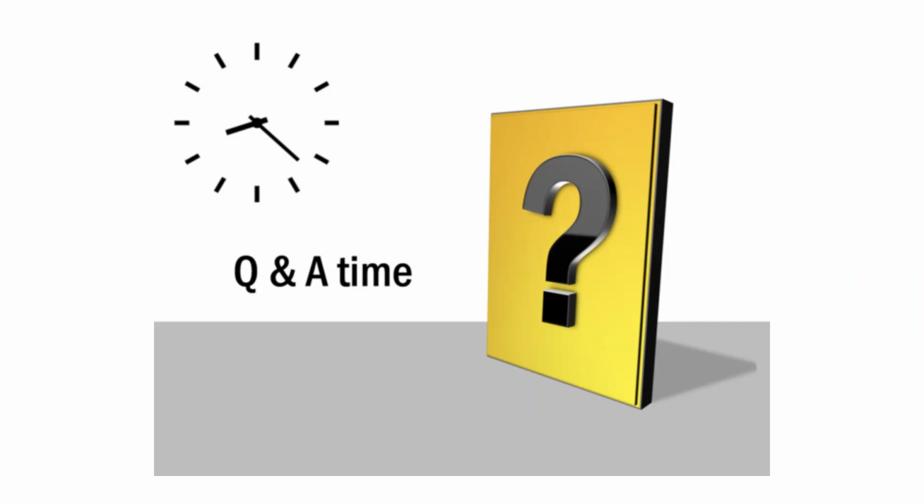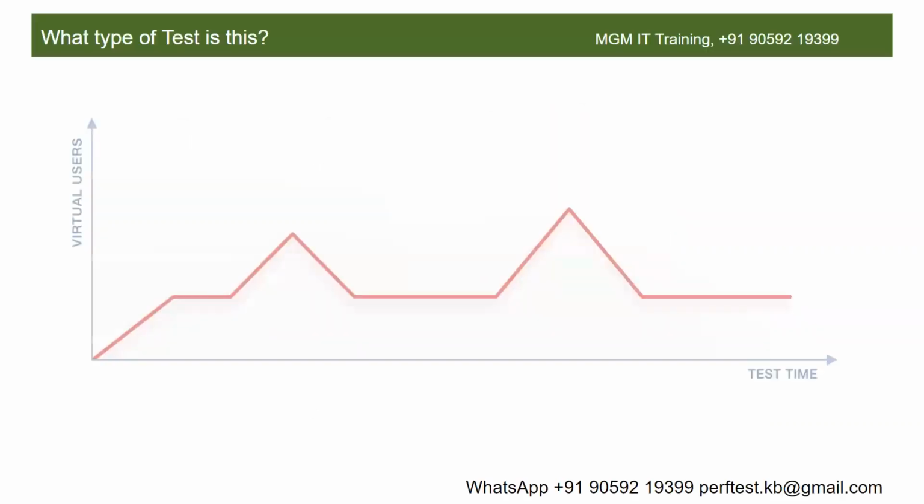Okay, now I'll show you some graphs. Identify what type of testing the graph represents. Spike testing. Yes, this graph represents a spike test.